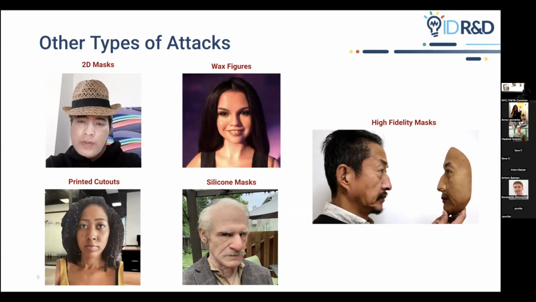Actually, a follow-up question from me. Are there examples of false positives, when there is a real person and the system detects it as a fake? How do you deal with that?